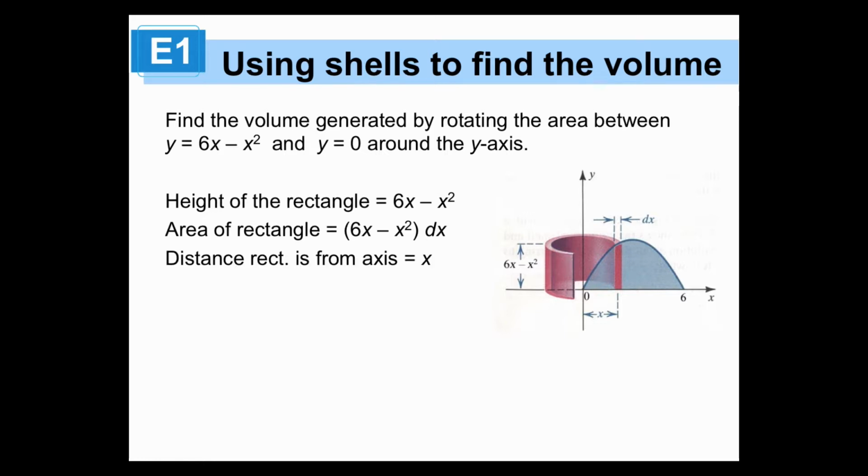Casey, what's your question? You don't have to use the top minus bottom? You do, but the bottom is 0. So 6x minus x squared is the top minus 0. That'll come up later where it won't be the same.